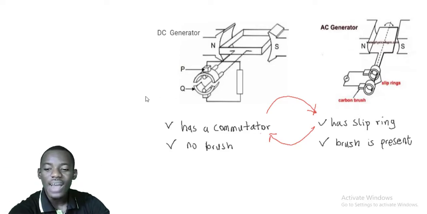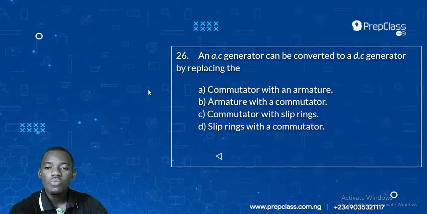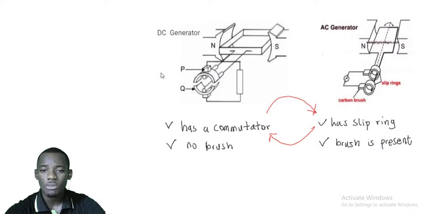Now, this question is asking how we can change an AC generator to a DC generator. That means there are pathways. Is it by replacing the commutator with an armature, or armature with a commutator, or commutator with a slip ring, or slip ring with a commutator? Now we have to explain some of these terms.